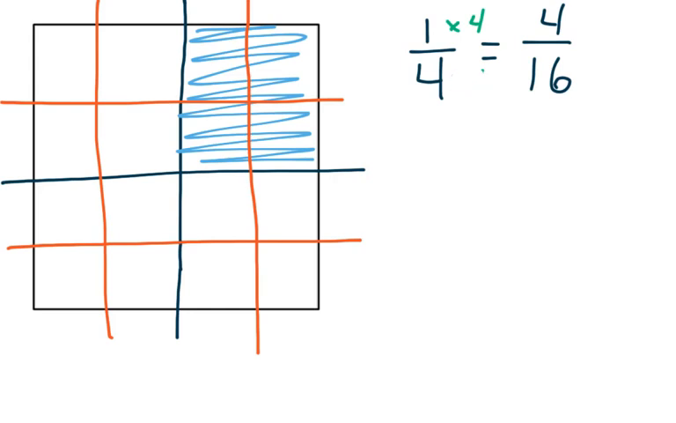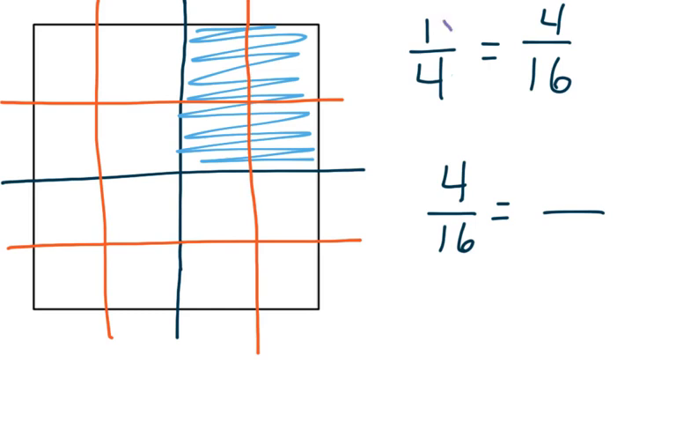But let me ask you this. How would I go the opposite way? Let's say I started with 4/16, and I wanted to know, well, what is another fraction that this is equivalent to that looks like it's smaller than 4/16? How would I figure that out?